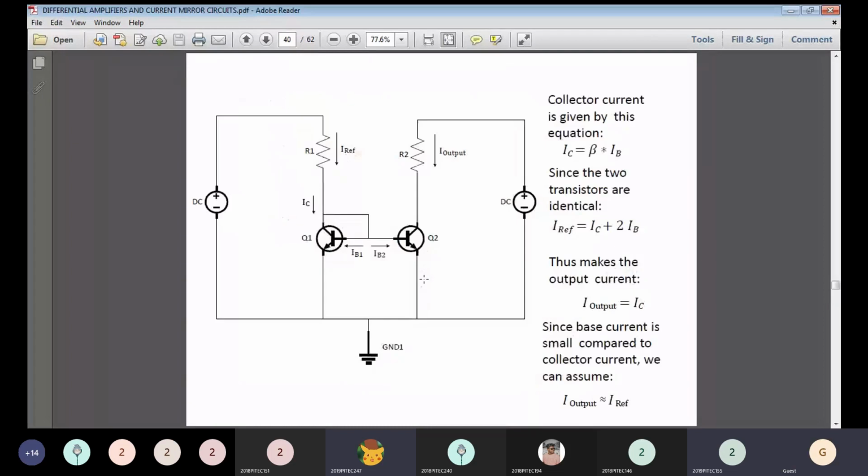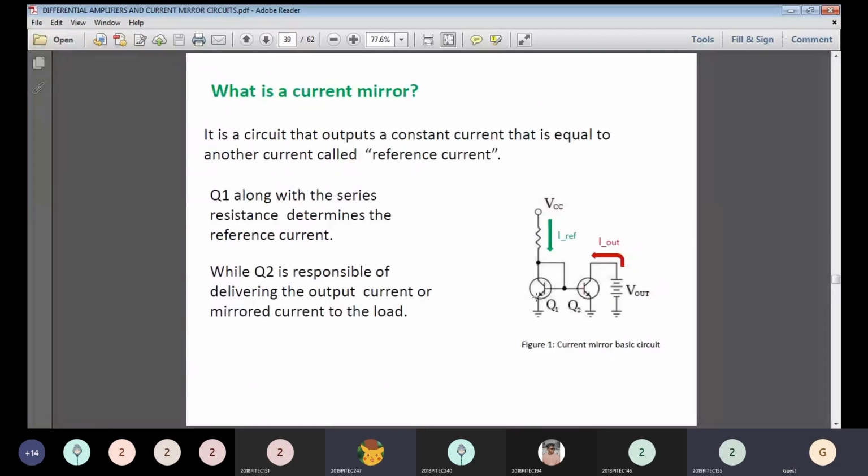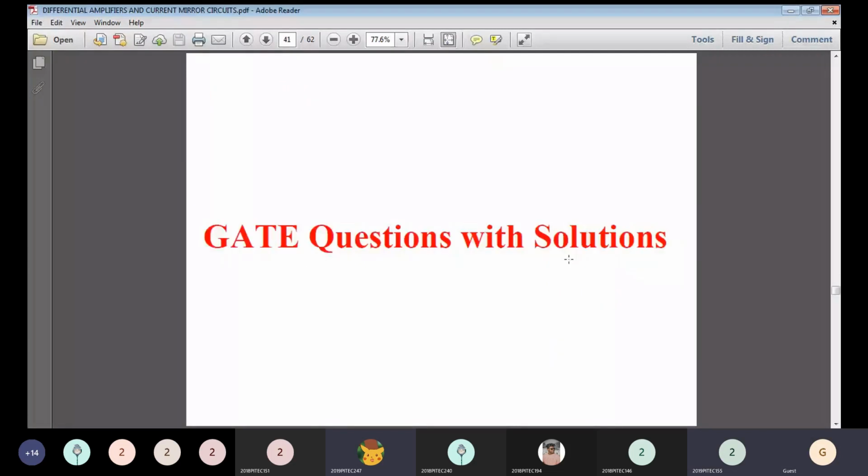A current mirror circuit means a connection of two transistors. The two transistors must be identical. The bases of the two transistors are connected with the collector of the other transistor, Q1. So this is the circuit diagram of the current mirror, and the same current mirror circuit we are getting here.